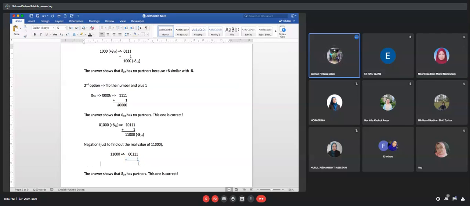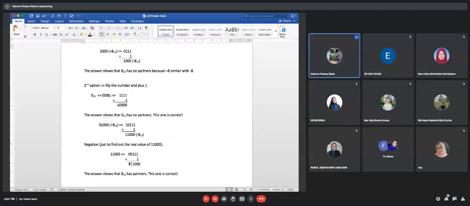So 1 plus 1 is 0, and then carry forward 1. 1 plus 1 is 0, carry forward 1. 1 plus 1 is 0, carry forward 1. 1 plus 0 is 1. Okay, and then this one we just drag it down here.